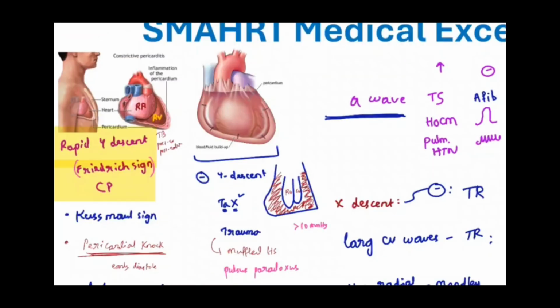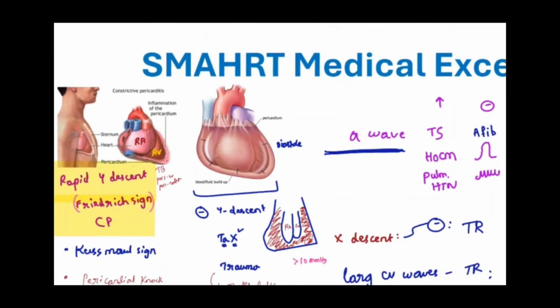So in short, if you want to remember, just remember the basic thing here. In cardiac tamponade, the filling problem will be there throughout the diastole. But in constrictive pericarditis, early diastole will fill, but in the late part where it has to stretch, it will not stretch. So the problem is in late diastole. Okay, so that is a rapid Y descent; Friedreich sign is the same.